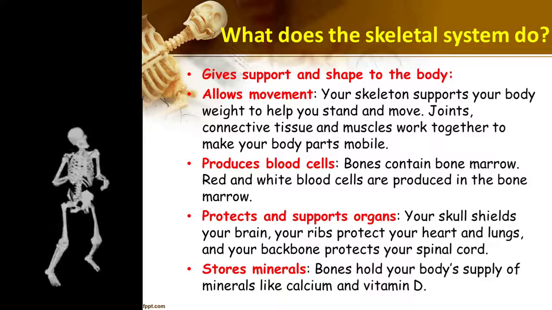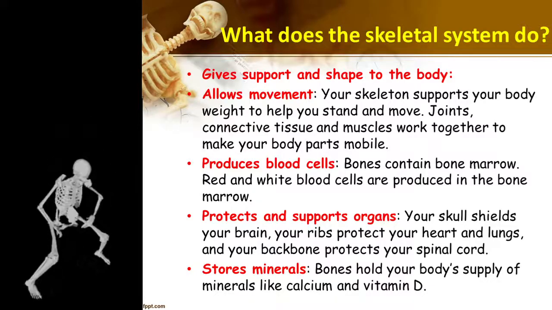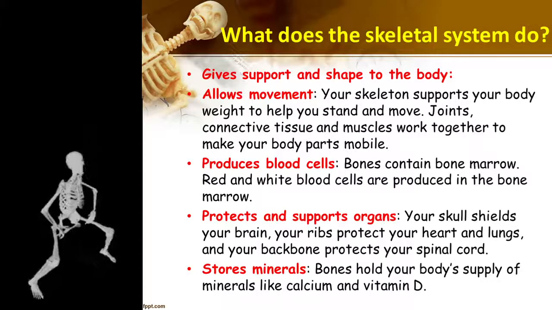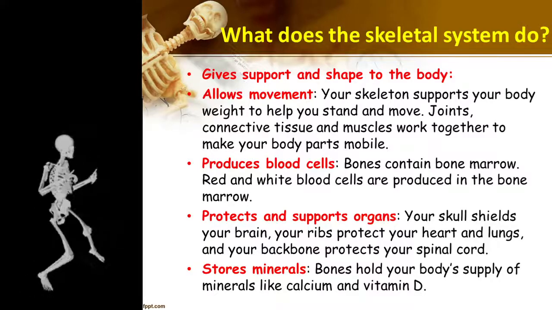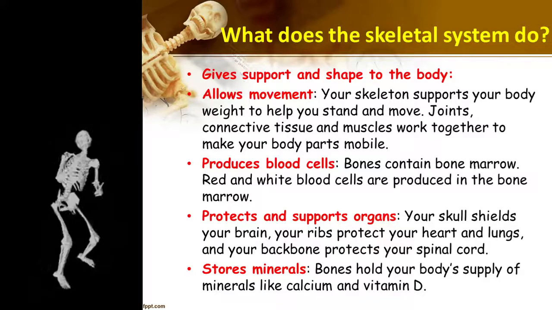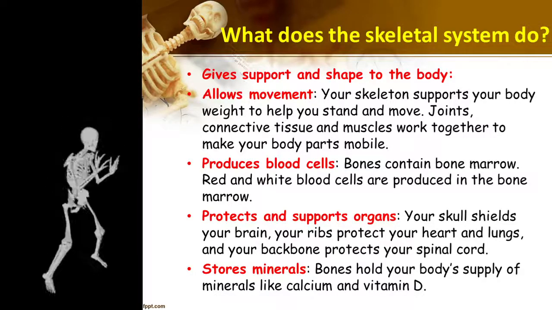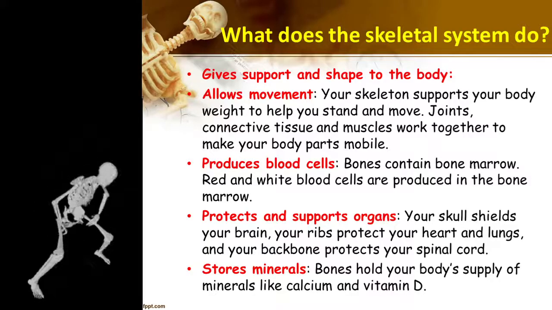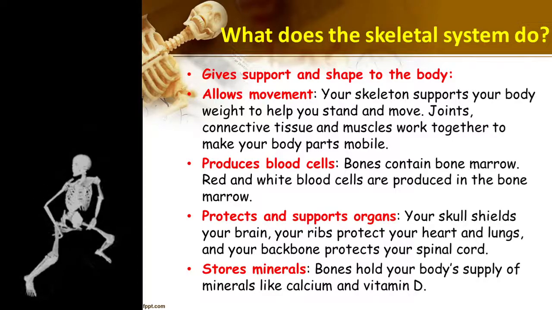The skeletal system also protects and supports delicate organs, like your brain, heart, and lungs. The skull shields your brain, while your rib cage protects your heart and your lungs. Your backbone also protects your spinal cord. Our bones also store important minerals like vitamin D and calcium.